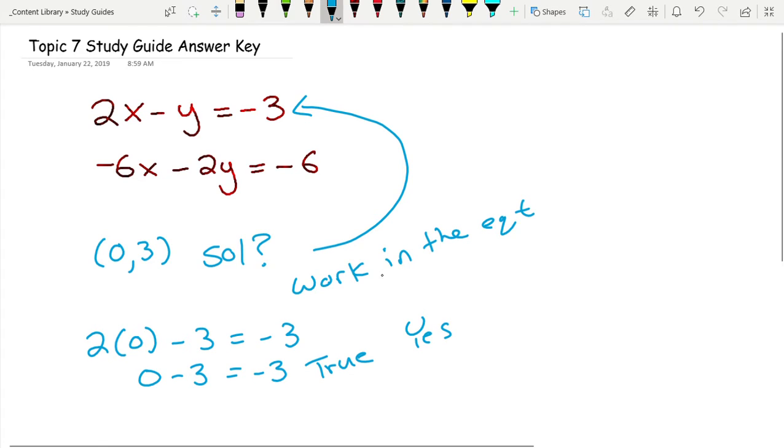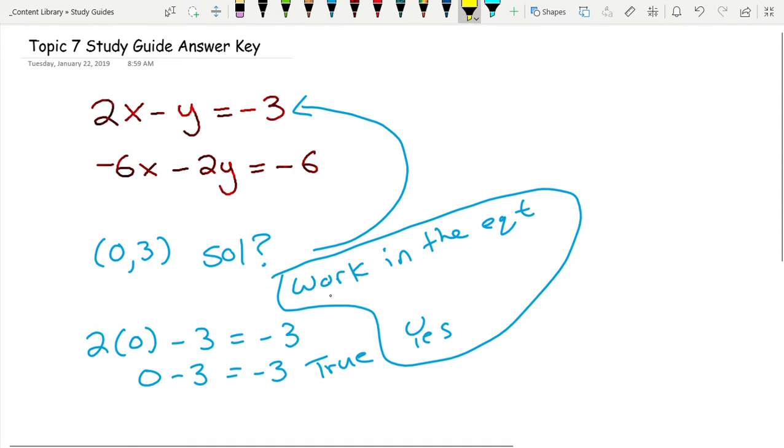And in your explanation, you would say yes because it works in the equation. You can't just say yes or no because then that's just simply guessing. You have to give me an explanation of why it is or why it is not. Then part B of question 1 wants to know, is (0, 3) a solution to line 2?